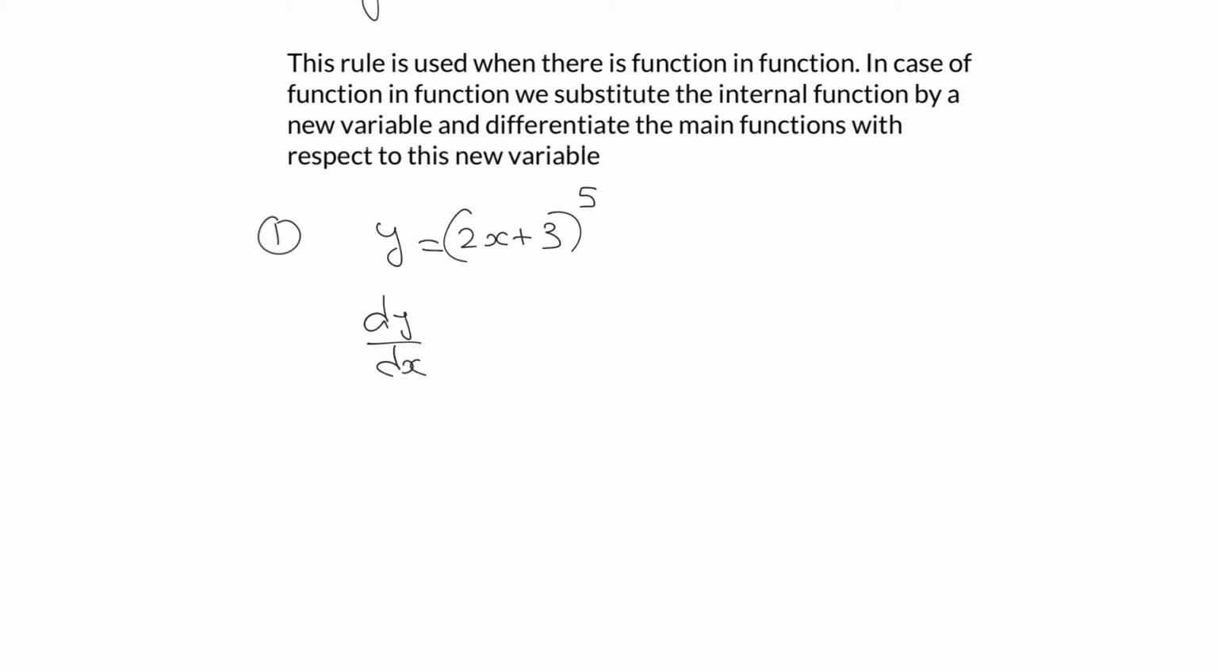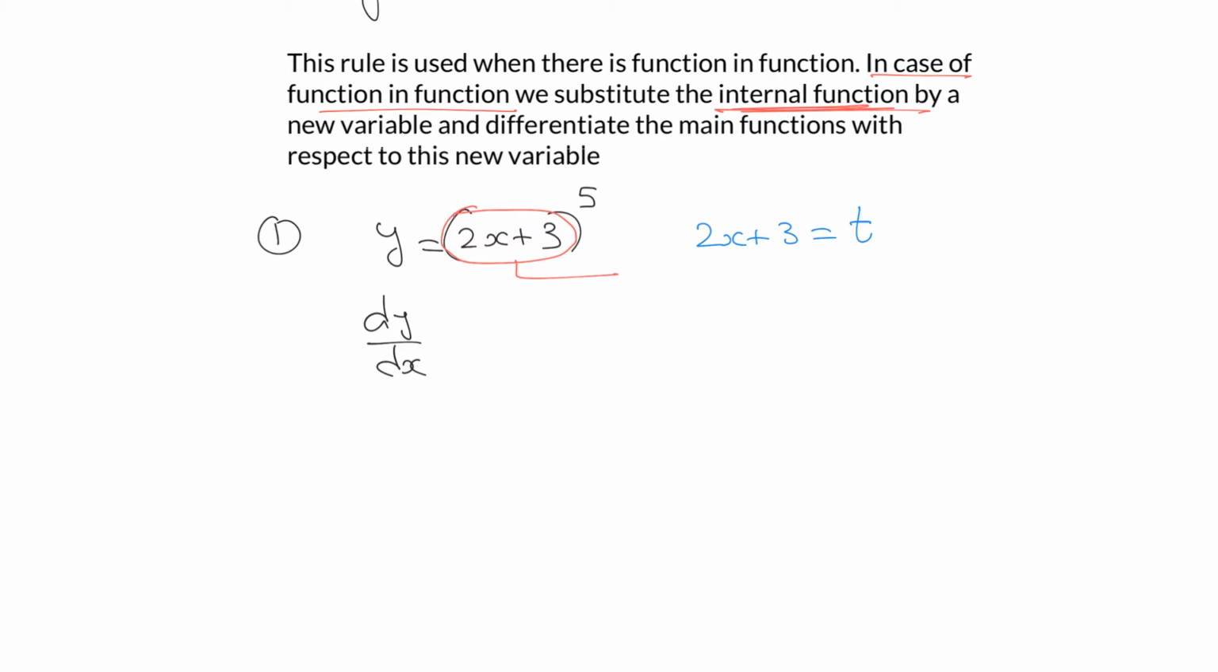Now we can read what we have already written here. This rule is used when there is a function in function. Here you can observe that 2x plus 3 is a function and x raised to 5 is a function. So 2x plus 3 is our internal function. In case of function in function, we substitute the internal function, 2x plus 3, by a new variable. So just consider that 2x plus 3 is nothing but t.